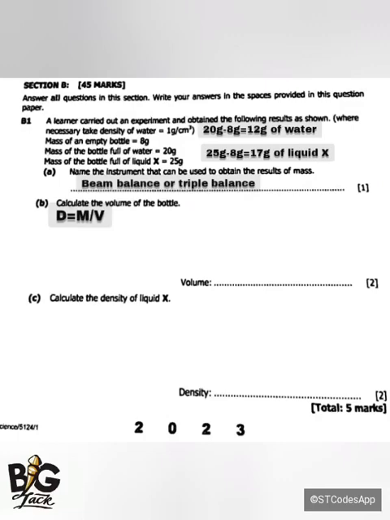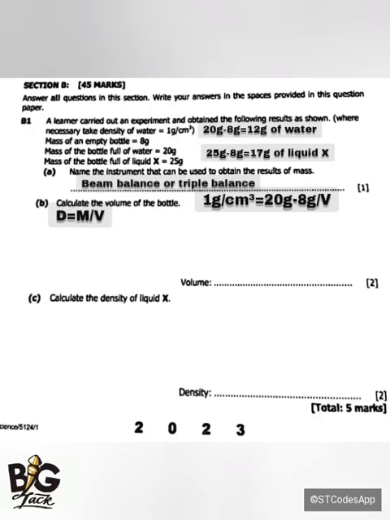The units while you are answering. Okay, so I'm going to say 1 gram per centimeters cube is equal to mass. Now this mass here, I'm going to say 20 grams minus 8 grams. This 8 grams, I'm subtracting the 8 grams of the empty bottle so that I remain with what? The mass of water only.